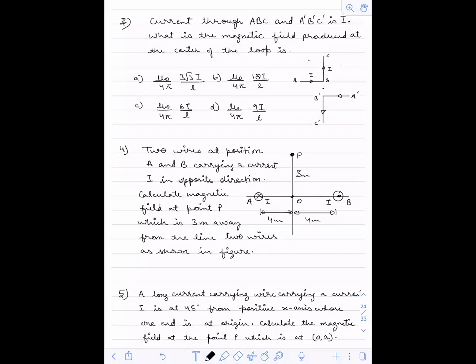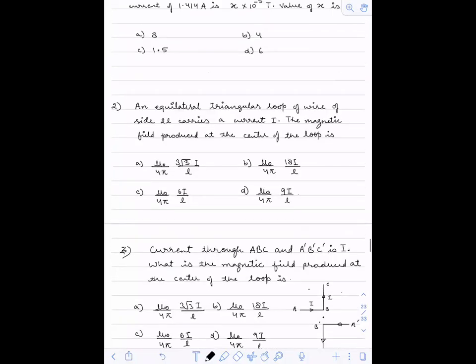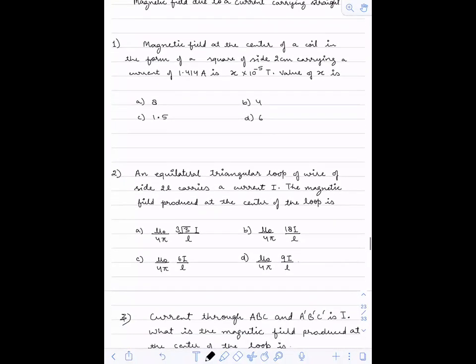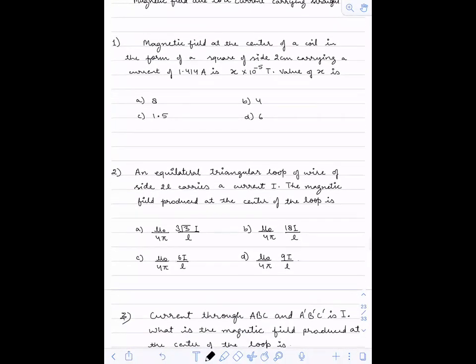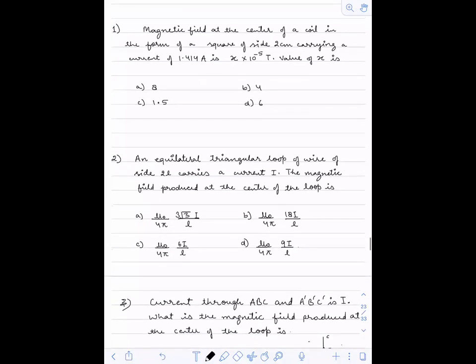So let me do one thing. We'll start with this discussion of these questions only, and then we will move on to the next topic. Okay, I'll discuss these questions, how to solve them. Okay, still I don't have the answer with me. So I'll just tell you how to solve these questions, and then we'll get back to the NCERT problems.